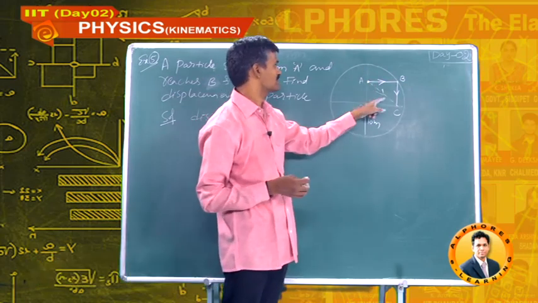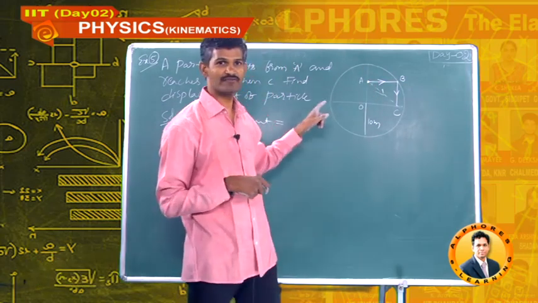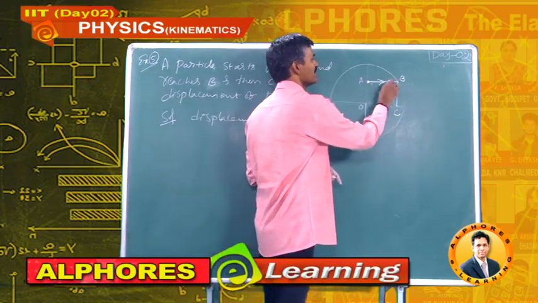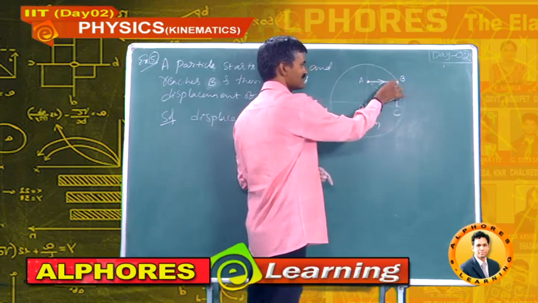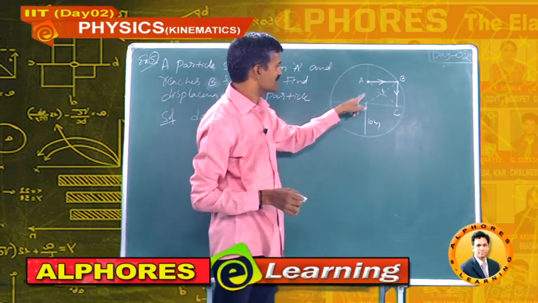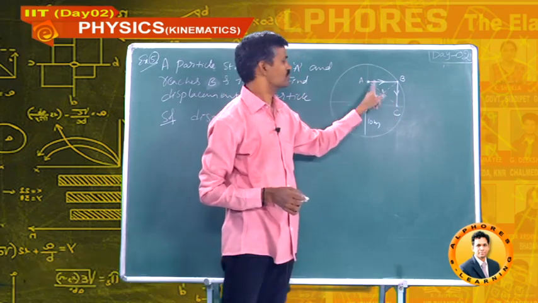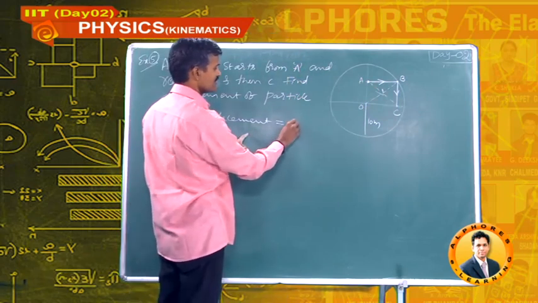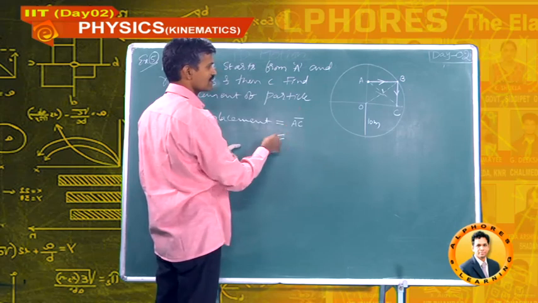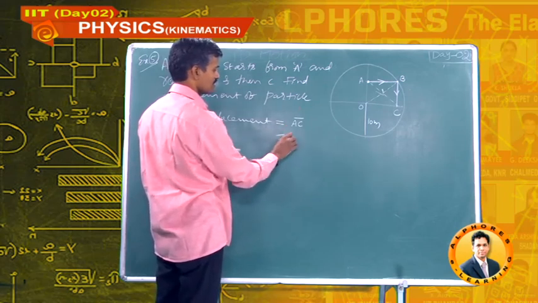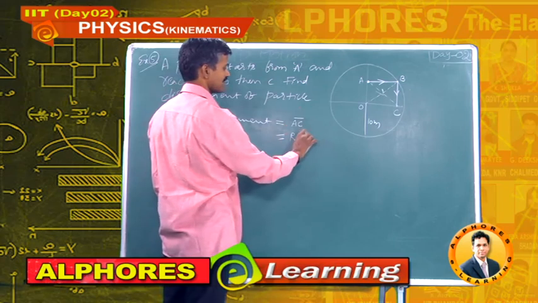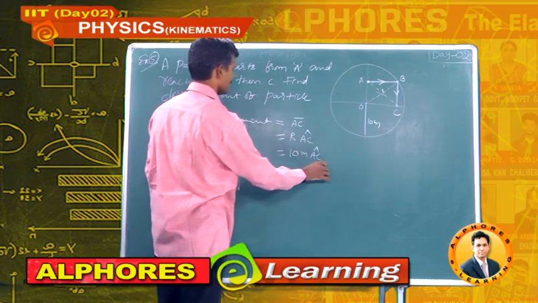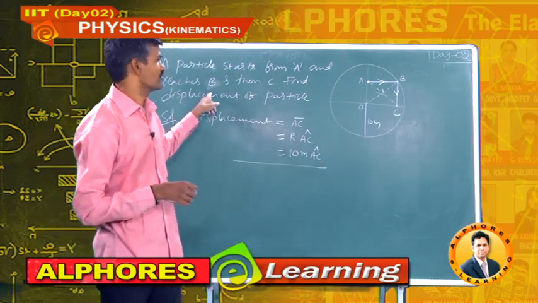To calculate the displacement, we have to know one rule, that is, in case of a rectangle, length of the diagonals are equal. So if it may be one side, it may be other side, its diagonal is this. Length of this diagonal is equal to length of this diagonal. So displacement is AC bar, this is nothing but R into AC cap. Actually, this R is 10 meters. So 10 meters into AC cap is the displacement. It is one important problem.